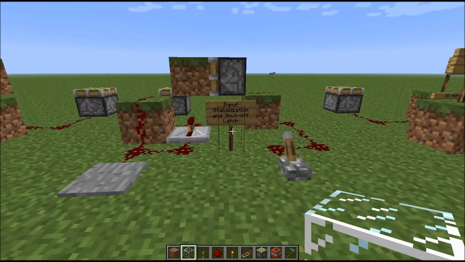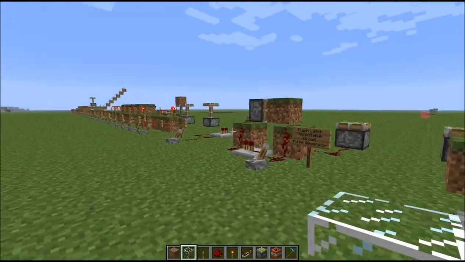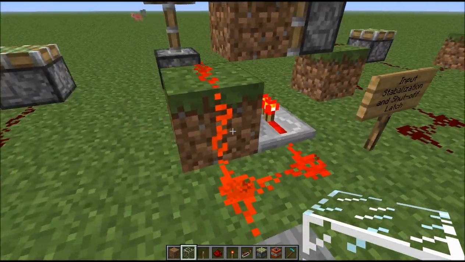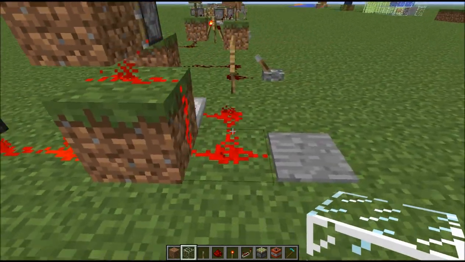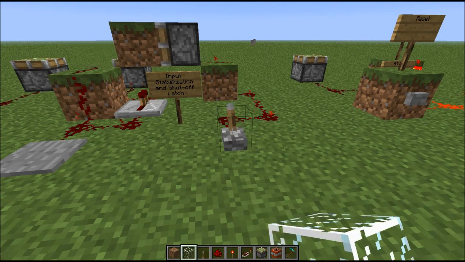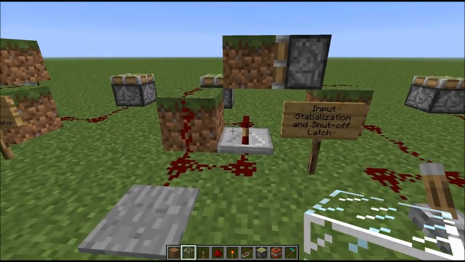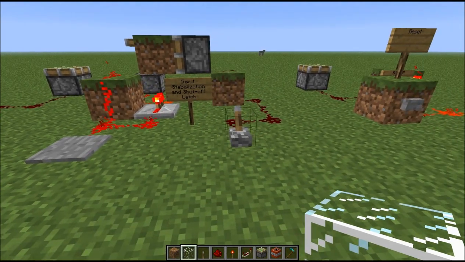So the next thing is an input stabilizing cell with a shutoff switch, which is basically a combination of those two. I have an input stabilizing cell here, and a shutoff switch here. That way you don't have to manually break the input stabilizing cell every time you turn it on.